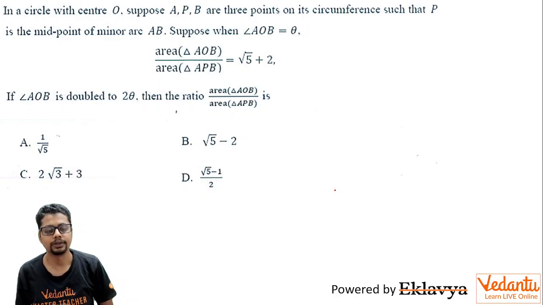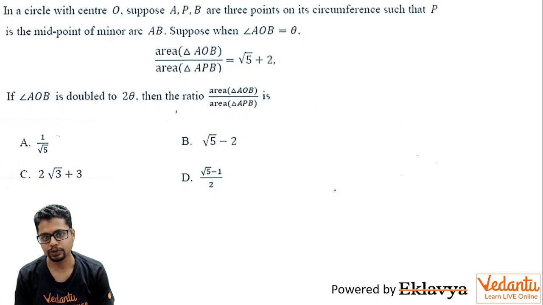Hi everyone. The question is, in a circle with center O, suppose A, P, B are 3 points on its circumference such that P is the midpoint of minor arc AB. Suppose when angle AOB is equal to theta, the ratio of the area of triangle AOB to the area of triangle APB is equal to root 5 plus 2. If angle AOB is doubled to 2 theta, then the ratio of the area of triangle AOB to the area of triangle APB is?